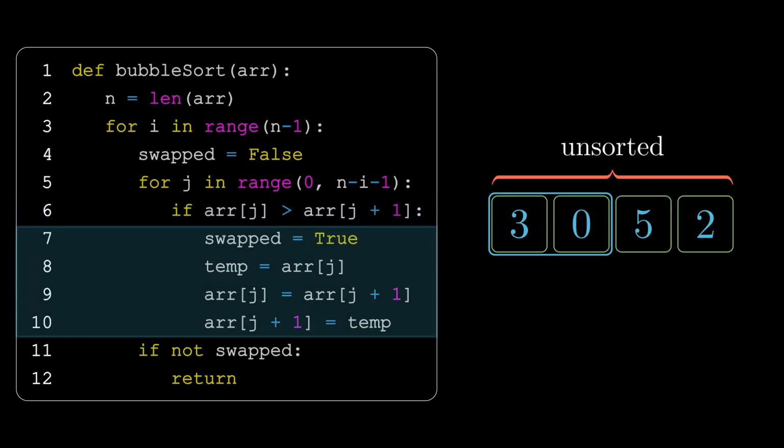Bubble sort, an algorithm to sort elements such as an array of integers. Not very efficient but easy to implement. So let's see how it works. Initially, we have an unsorted array of integers and we need to sort it.